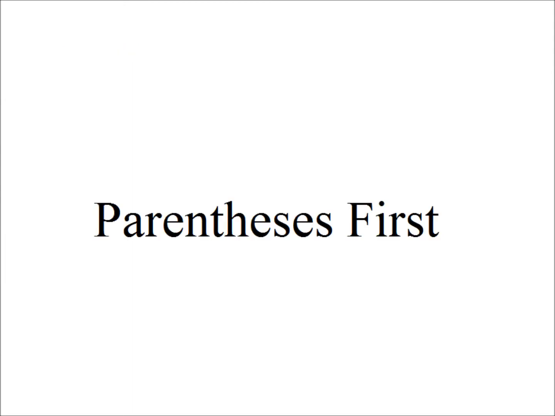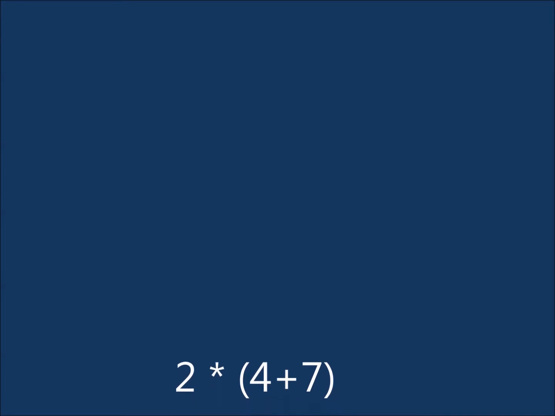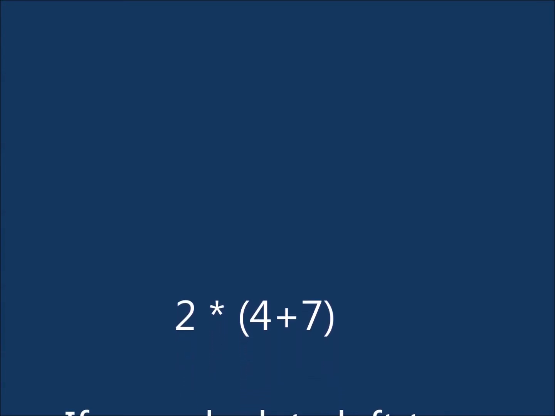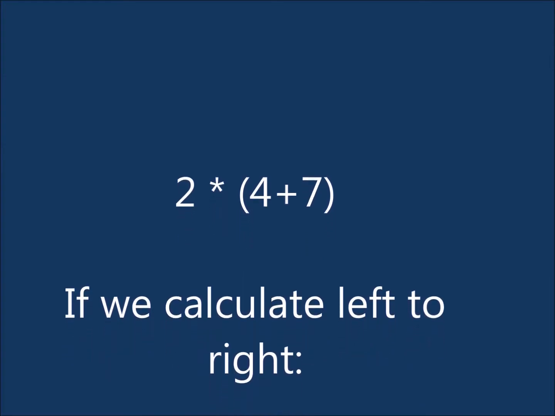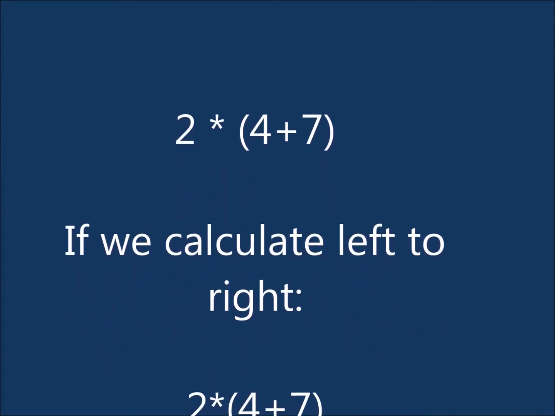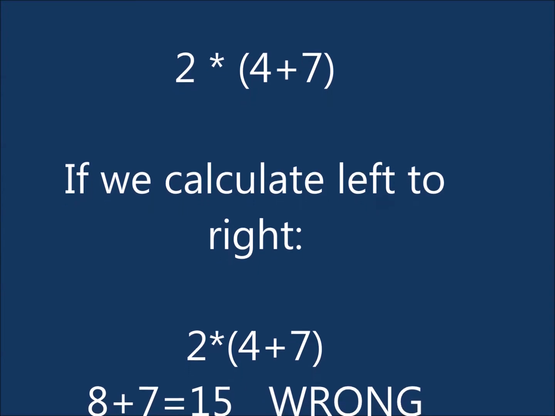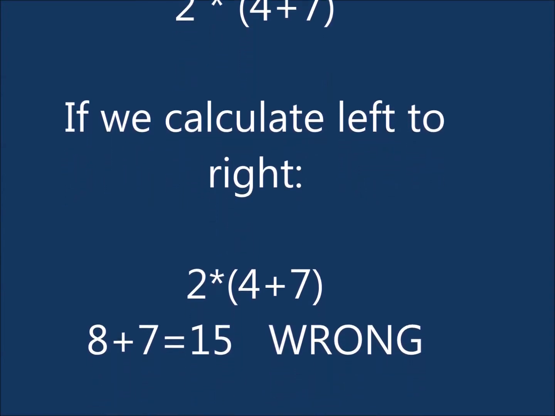Okay. So we have parentheses first. Anything that's in parentheses we'll calculate first. So now we have the example of 2 times parentheses 4 plus 7 end parentheses. And if we calculate left to right, we would end up with an 8 plus a 7, which would give us the incorrect answer of 15.